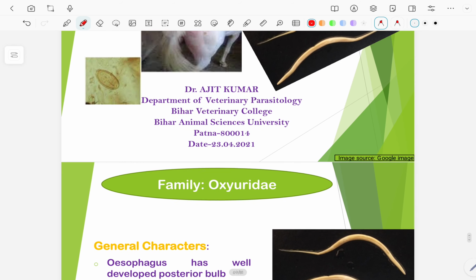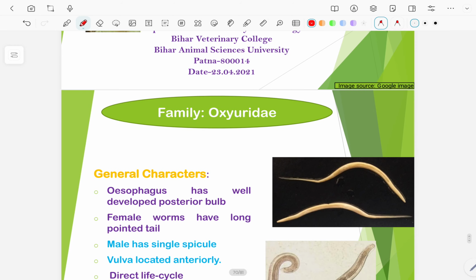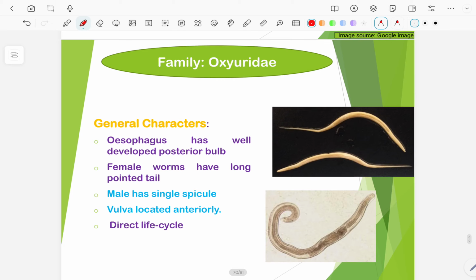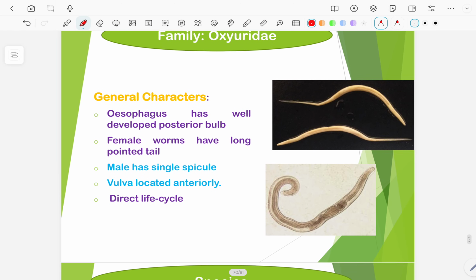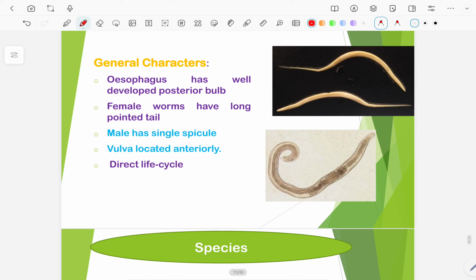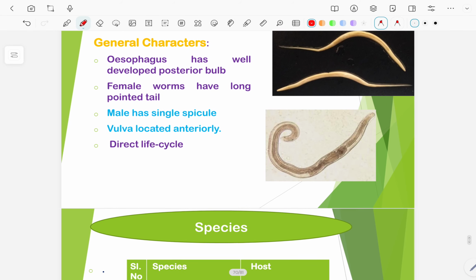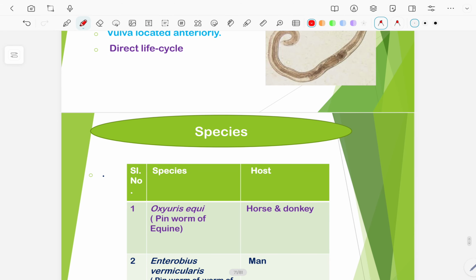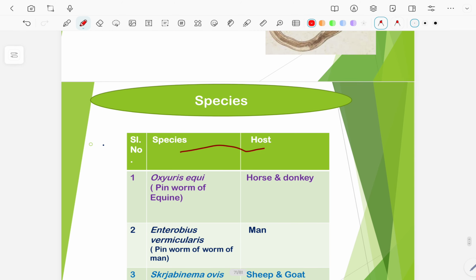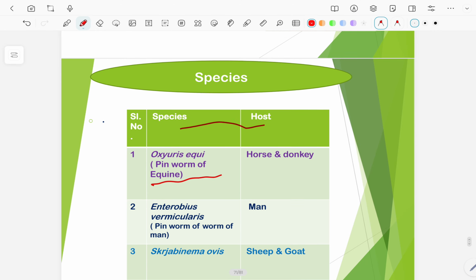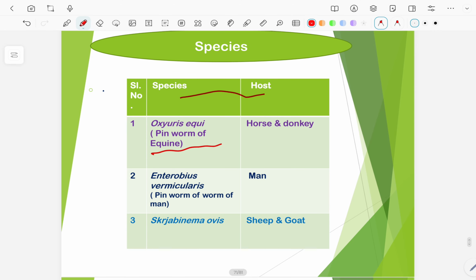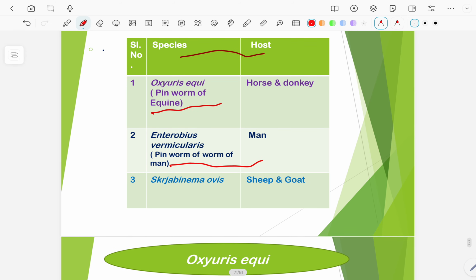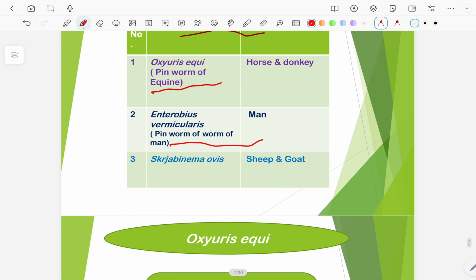Family Oxyuridae, pinworms. General characters. The esophagus has a well developed posterior bulb. The female worm has a long pointed tail. The male has a single spicule. The vulva is located anteriorly. Direct life cycle. Species: Oxyuris equi, pinworm of equines, horse and donkey. Enterobius vermicularis, pinworm of man.